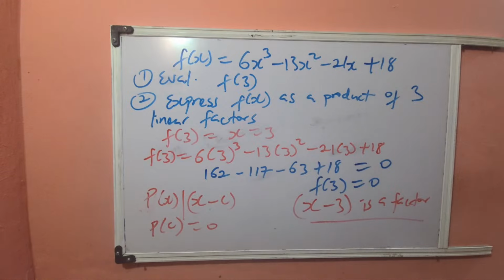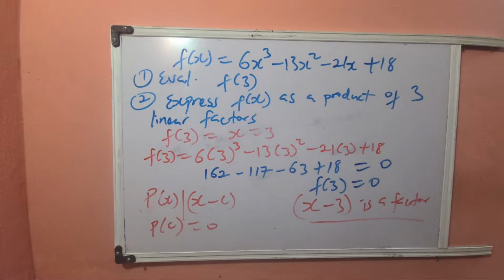So we have gotten one factor. This leads me to question number 2 that said express f of x as a product of 3 linear factors. So x minus 3 is a factor. How do we get the other factors? This is where we will now go on to use our long division.